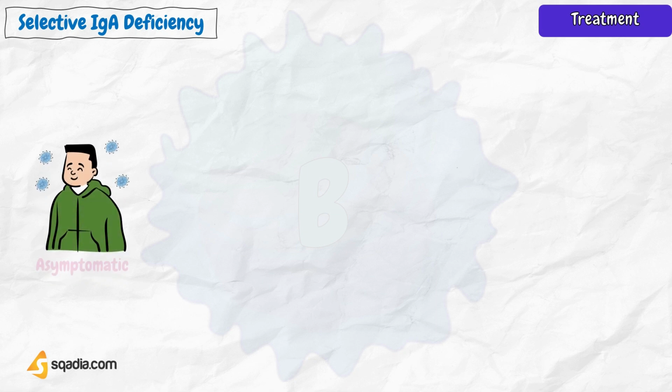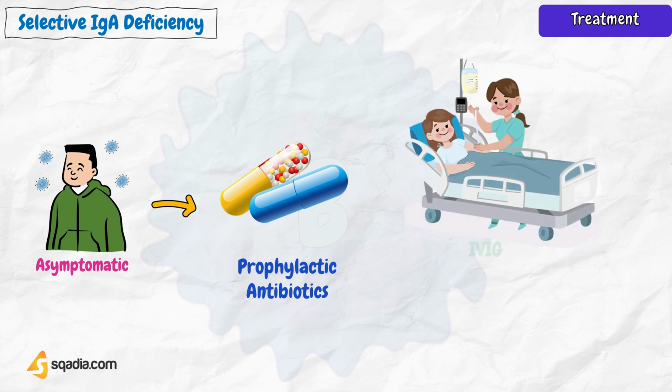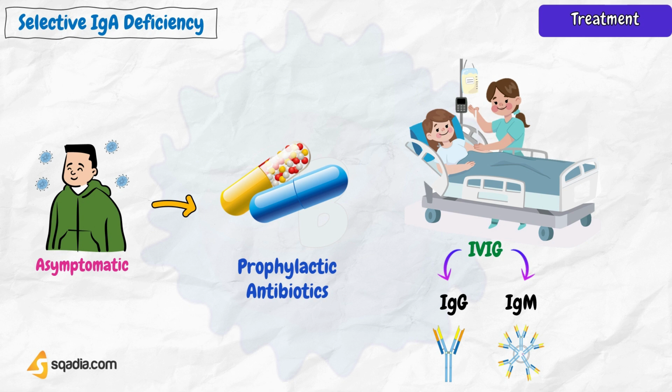When talking about the treatment, asymptomatic patients require no treatment. Prophylactic antibiotics may be given. And in some cases, IVIG is administered. This contains little or no IgA and usually only contains IgG and IgM. The idea behind this is to administer a lot of IgG and IgM so that they take care of the infections since they're in such big quantities.